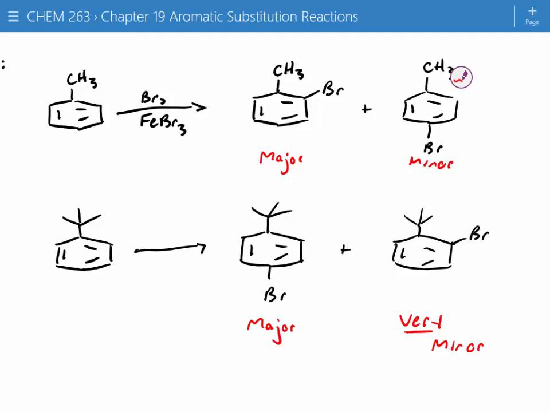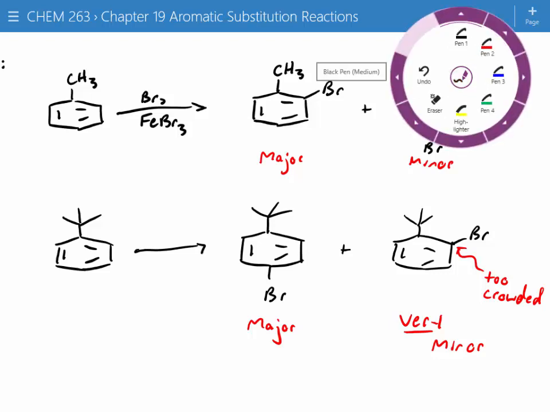And that simply is because the site is too crowded. So if we do have an activator where you have to decide is it going to be ortho or para, look at how big it is. Usually the only ones where we observe a predominant portion of ortho is with a methyl group. Any other group that's bigger than a methyl group will tend to favor para substitution just simply because it's more sterically accessible.